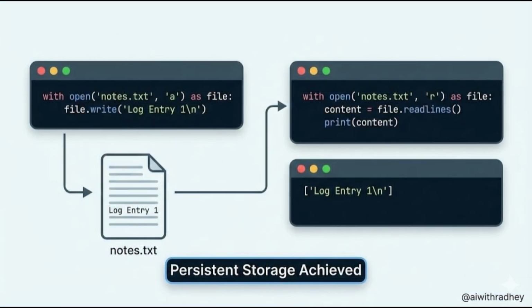Reading and writing in action. Let's put it all together. When we open a file using a context manager, we can write new data, append logs, or read everything back with a single clean block of code. Python handles the setup and cleanup, and our data ends up safely stored on disk. Simple, stable, and reliable, this is how real-world applications persist information.